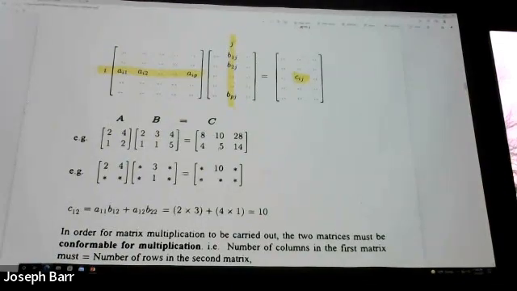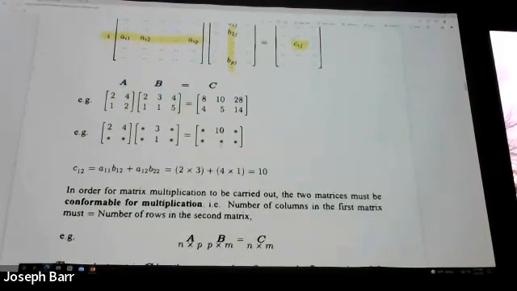And all the values should follow this way. Okay, and here, this is 10. Okay, the position of 10 is 1, 2. Okay, the first row, second column, 1, 2. So first row from A, 2, 4. Second column, 3, 1. So do the multiplication. 2 times 3, 6, plus 4 times 1. Okay, this is 6 plus 4, it's 10.